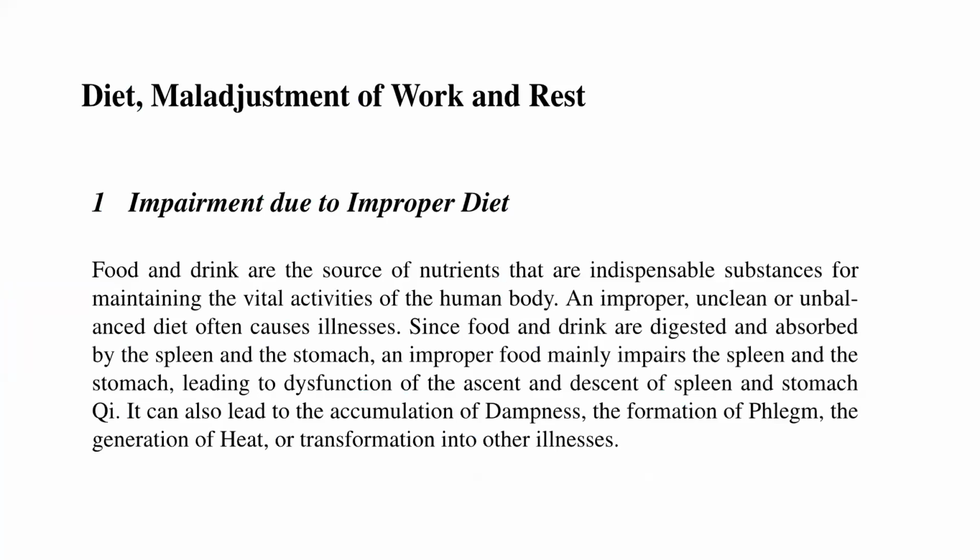Food and drinks are the source of nutrients that are indispensable substances for maintaining the vital activities of the human body. An improper, unclean, or unbalanced diet often causes illnesses. Since food and drinks are digested and absorbed by the spleen and stomach, an improper diet mainly impairs the spleen and the stomach, leading to dysfunction of the ascent and descent of spleen and stomach qi. It can also lead to the accumulation of dampness, the formation of phlegm, the generation of heat, or transformation into other illnesses.